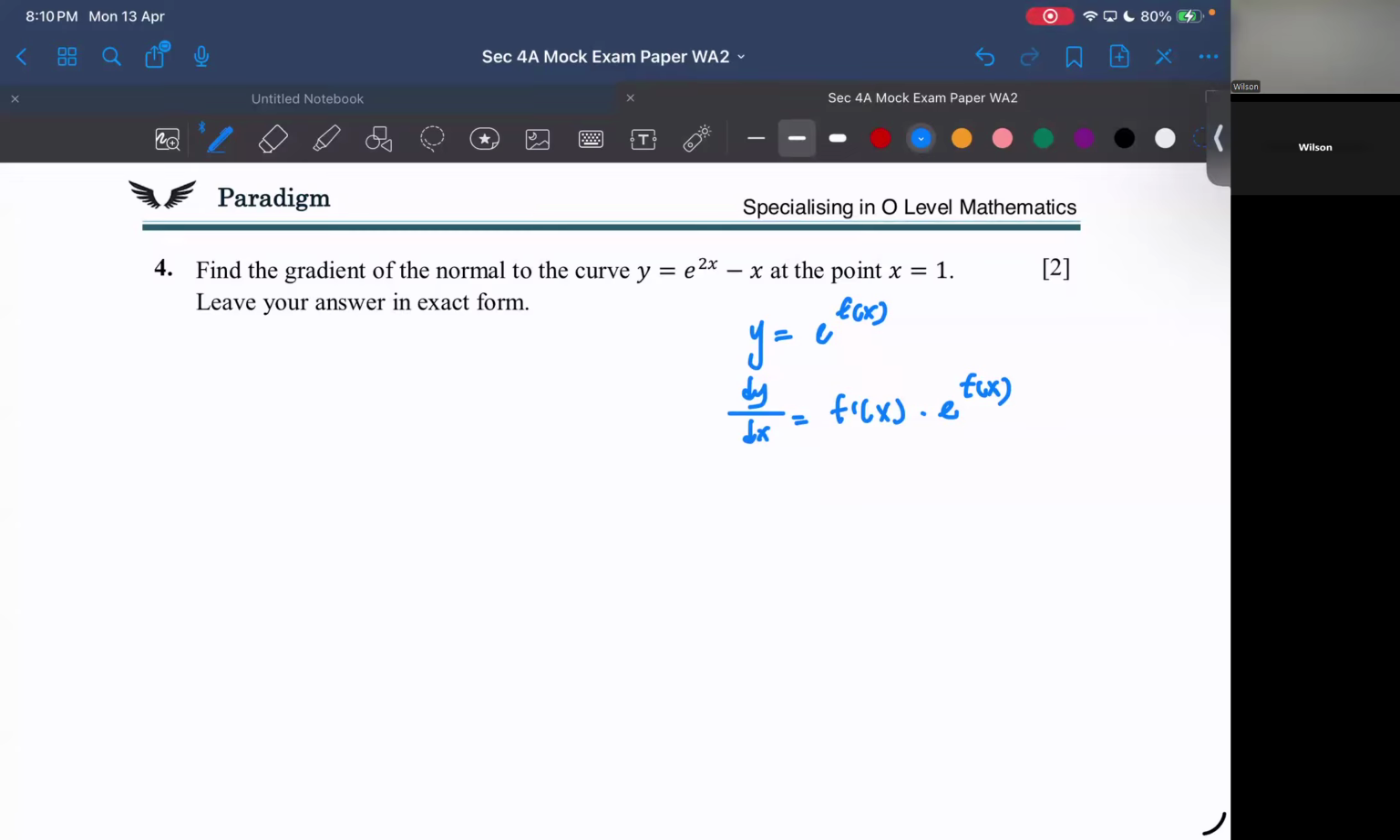This one is exact form. Exact form is e pi square root 2. Oh, correct. Okay. Let me see. Negative 1 over 2e minus 1. Radian.